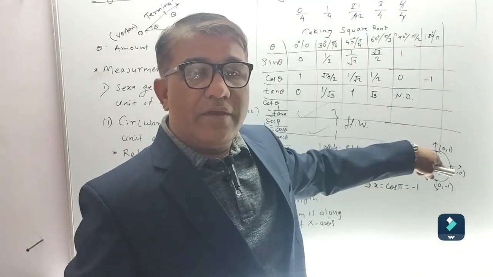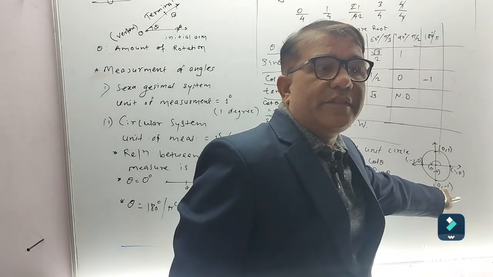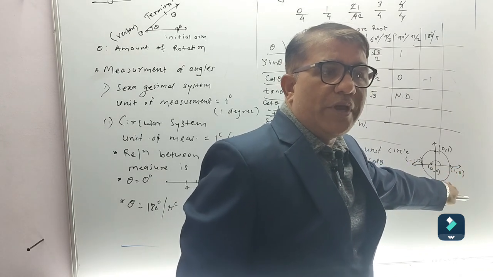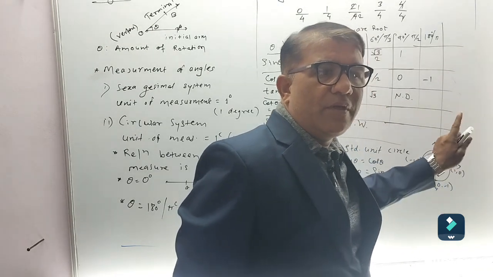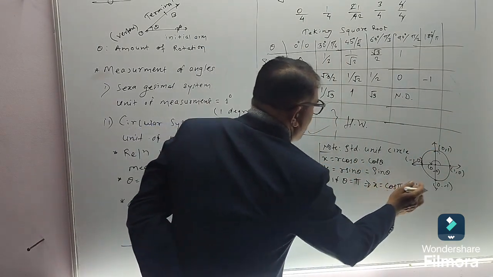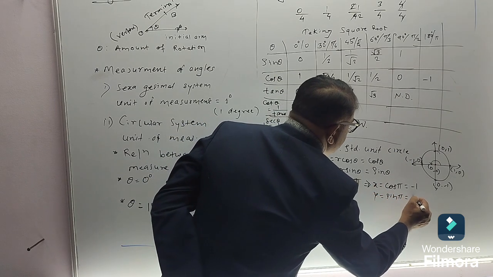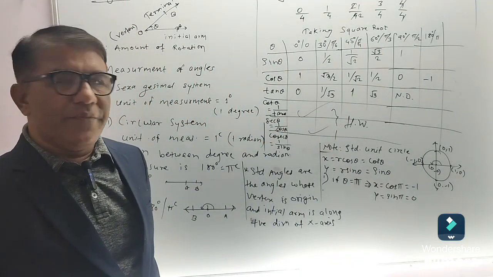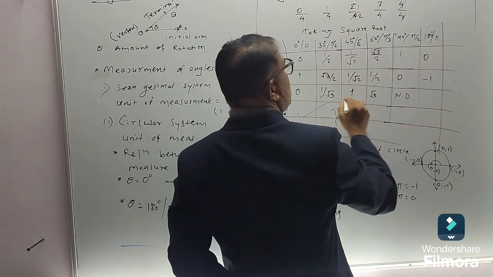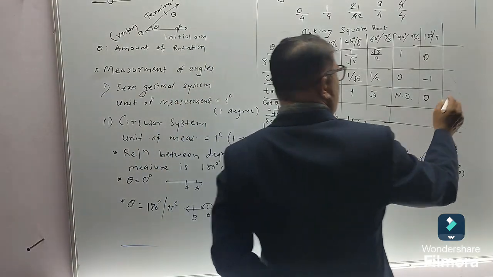You can find all of them: pi is 180 degrees, 270 is 3 pi by 2, 360 is 2 pi. Yes, you can find all the trigonometric ratios. Then the second one: y is sin pi, and here sin pi is 0. Therefore sin 180 is 0. Obviously tan is 0 upon minus 1, which is 0.